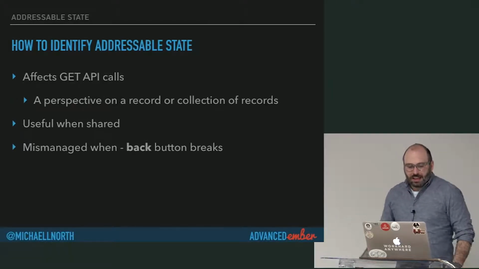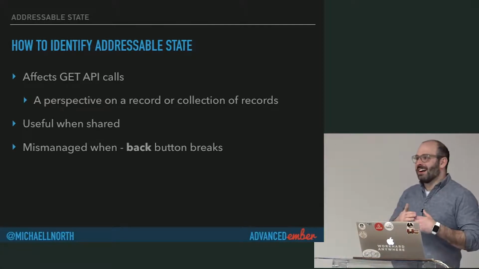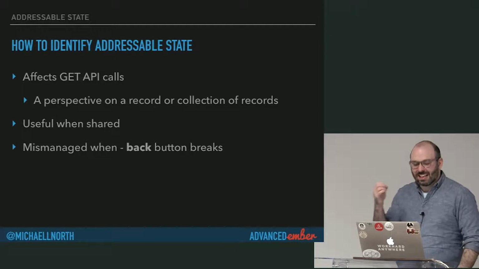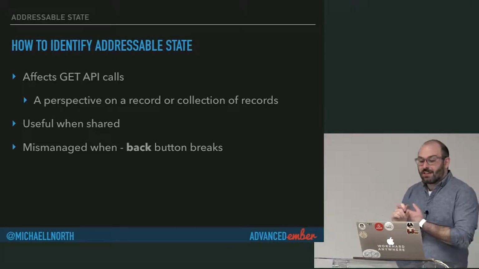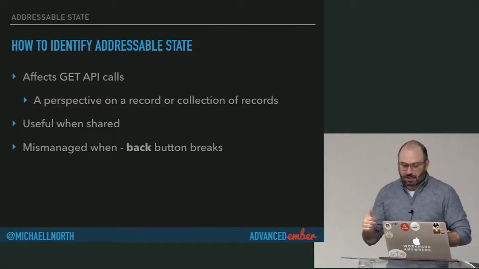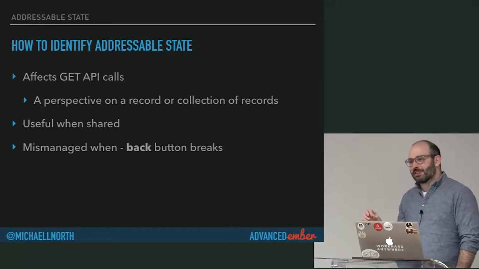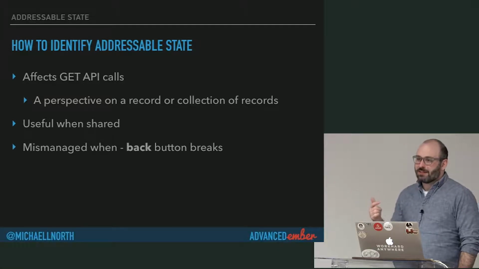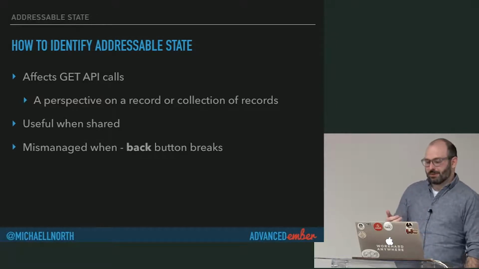So some other key smells that may be a sign that a given piece of unfamiliar state is addressable. If it affects a GET API call, it's likely to be addressable. If it's useful when shared. And a key sign that you may have broken addressable state is when the back button, the browser's back button, does not work in a way that is intuitive for users.